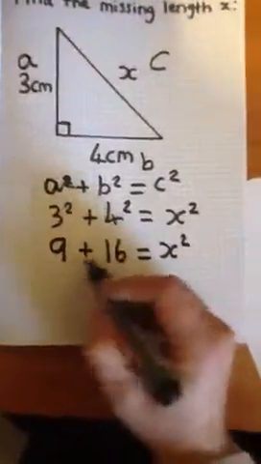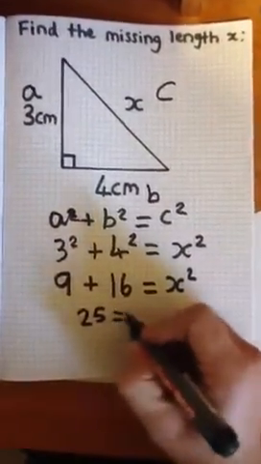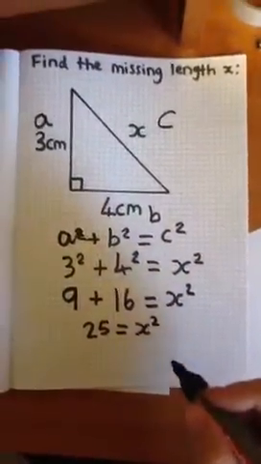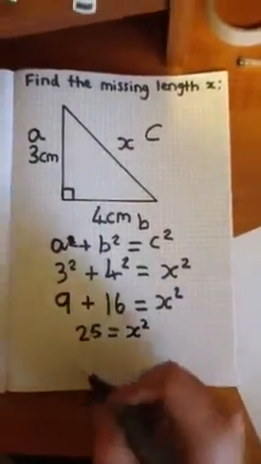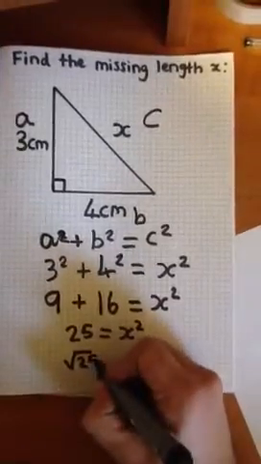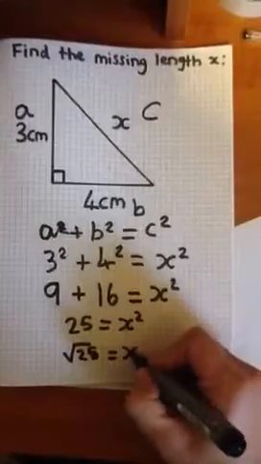Right, we can simplify this a bit more. 9 add 16 is 25. So 25 is x squared. Now the final step that we've got to do here is get rid of this squared. So we have to do the opposite to the other side. The opposite of squaring is square rooting. So we're going to square root 25 to find what x is worth.